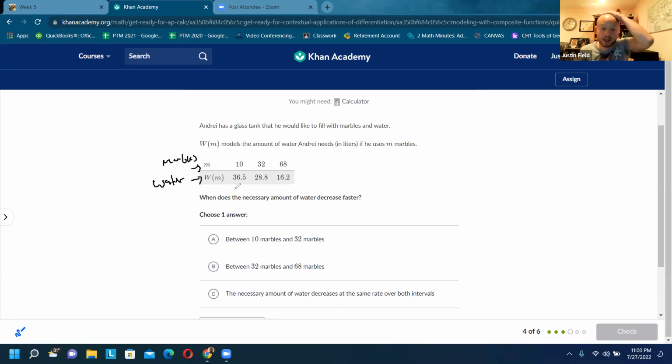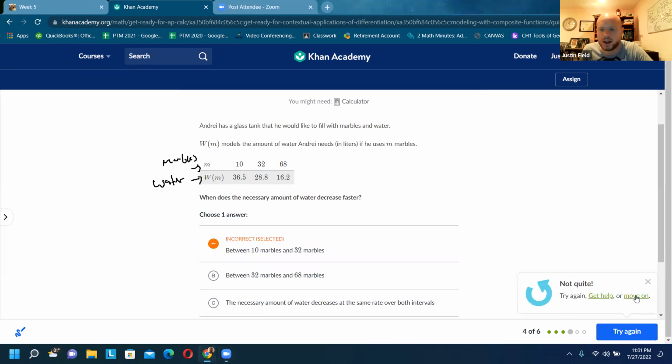Okay, so now I'm going to make sense of the problem here. 10 marbles, he needs 36.5. And then as he gets more marbles, he needs less water to fill up the tank. That makes sense. Marbles are displacing the water. When does the necessary amount of water decrease faster? Oh, well, you can do that. Just find the slope, right? Find the slope between each interval and compare the slopes. I'm sure you could do that. I'm moving on.